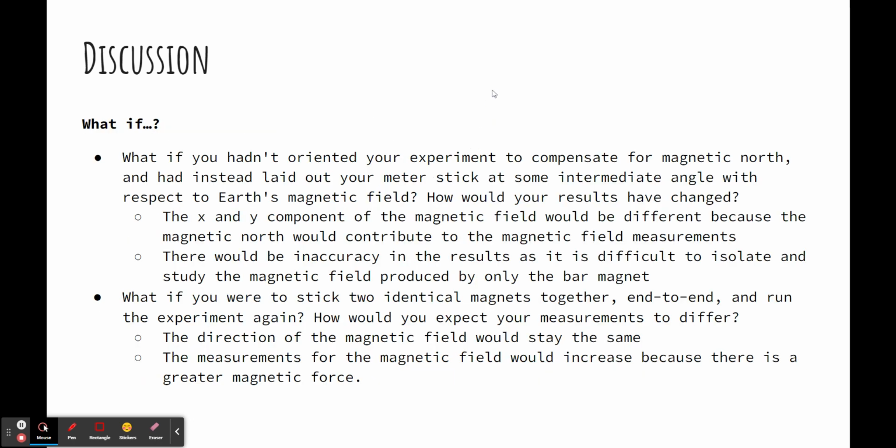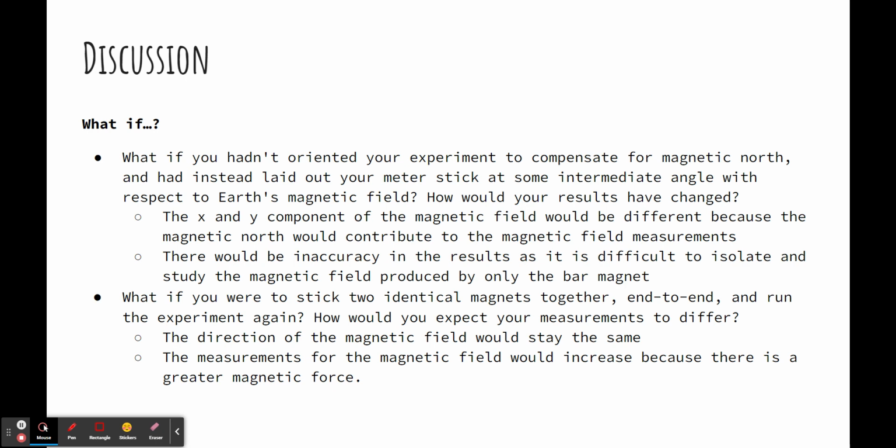So what if you hadn't oriented your experiment to compensate for magnetic north? The x and y components of the magnetic field would be different because the magnetic north would contribute to the magnetic field measurements. There would be some inaccuracy in the results, as it's difficult to isolate and study the magnetic field produced by only the bar magnet.